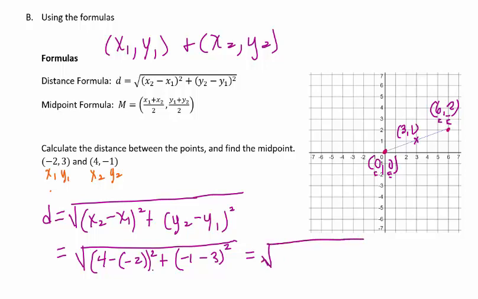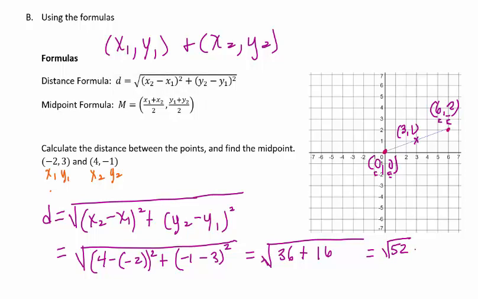Okay, to simplify this, we're going to work from the inside out. So 4 minus negative 2 is 4 plus 2, or 6, and then we square that, so 36. And then negative 1 minus 3 is negative 4. Negative 4 squared is positive 16, and we end up with the square root of 52.